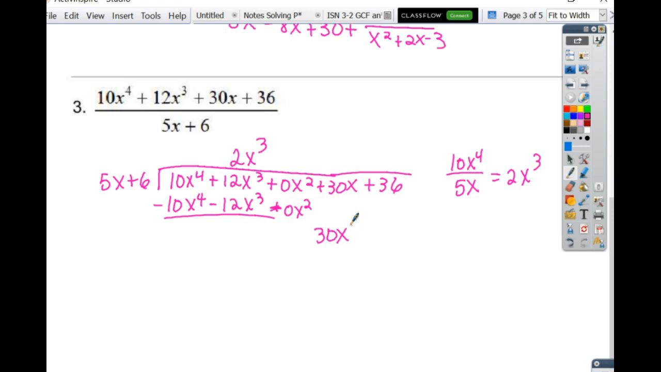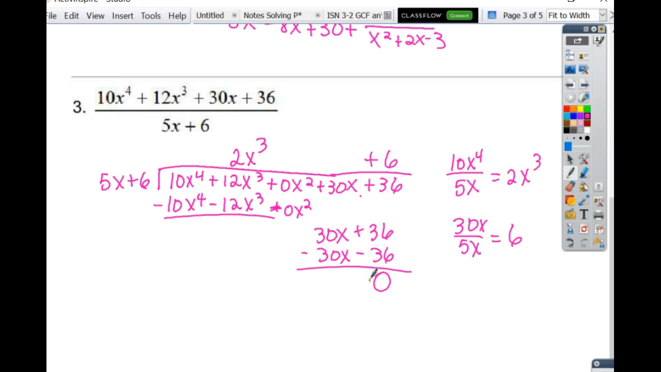It's a placeholder. So then, now what I'm going to do is divide the first term, so I'm going to bring these down. The first term, 30x divided by 5x is 6. So the 6 goes here. Now can I multiply? So if I take 6 times 5, it's negative 30x, and 6 times 6 is negative 36. So my remainder is 0.